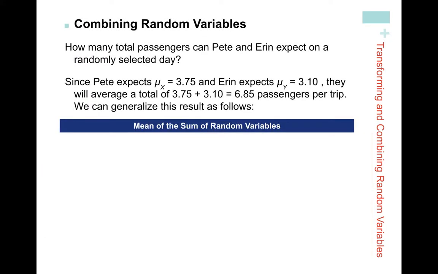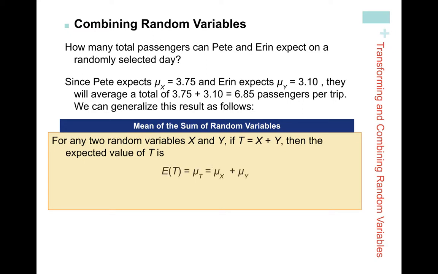And now, Pete's expected value is 3.75 and Aaron's expected value is 3.10. So what's the expected value of the total for what Pete and Aaron get in a day, on a randomly selected day, for number of passengers? You simply add the two means. So 6.85. For the mean, you just simply add the two means. The expected value of the total, or the mean of the total, is just the sum of the two means. The standard deviation is a little bit different.